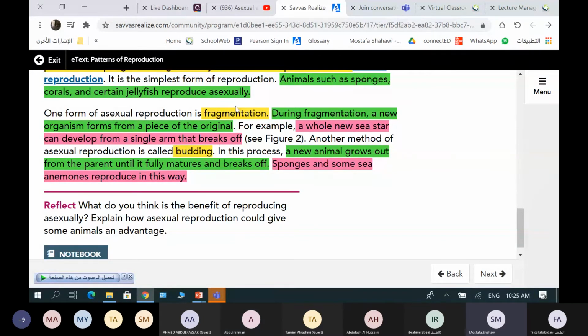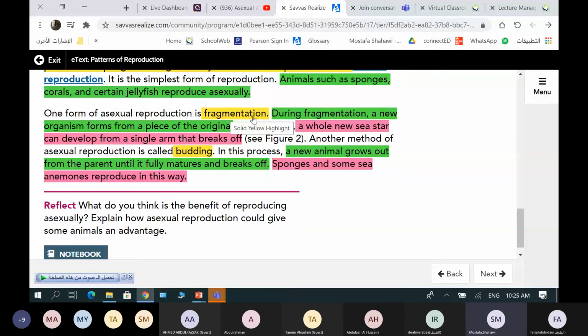Okay. We mentioned here two types of asexual reproduction. We take three types actually, beside this one. Number one is binary fission. Binary fission is one type, like bacteria and euglena. And the next type is called budding, like hydra and sponges and sea anemones. So these are types of animals that reproduce by budding.